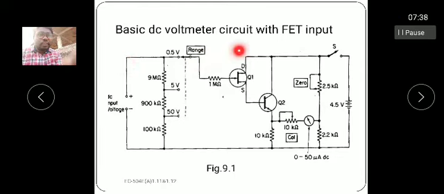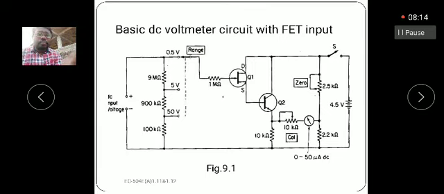After that, to attenuate the current, we are using a high resistance across the gate, the 1 mega ohm resistance. This is the FET. At the source, we have connected the source follower, and the transistor emitter follower section. Here we are using the calibration section as well as the zero adjuster. These are the configurations, or the divisions, of the FET input voltmeter.